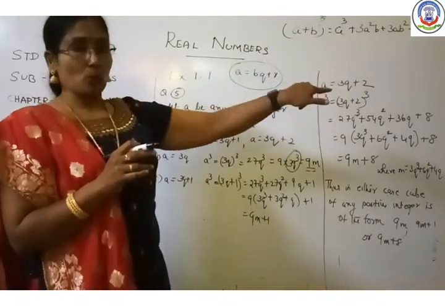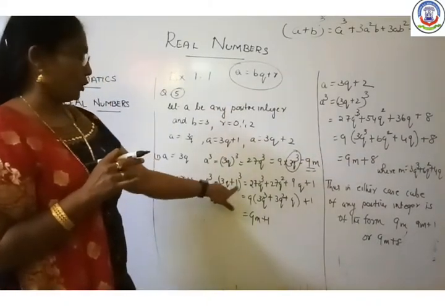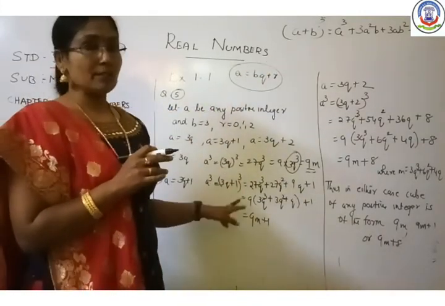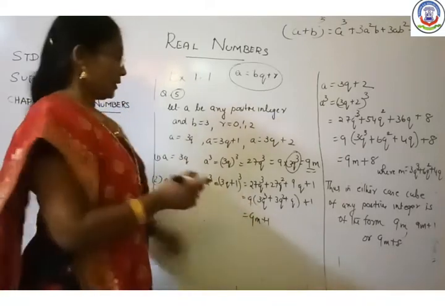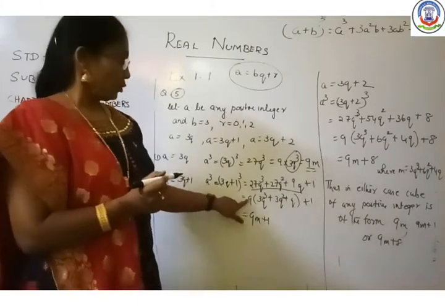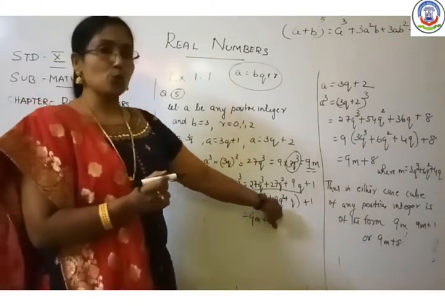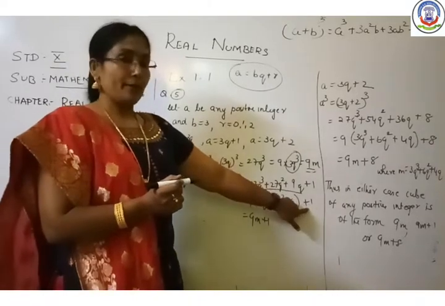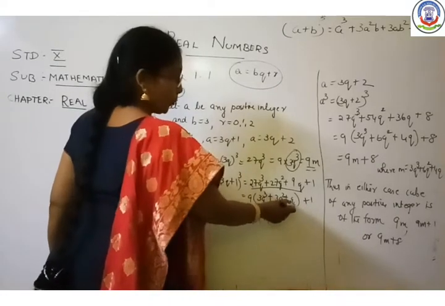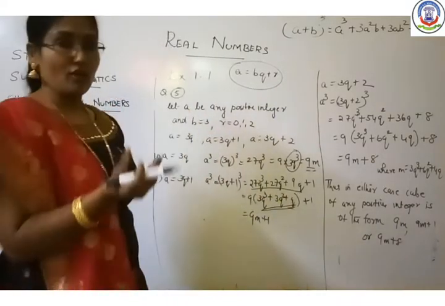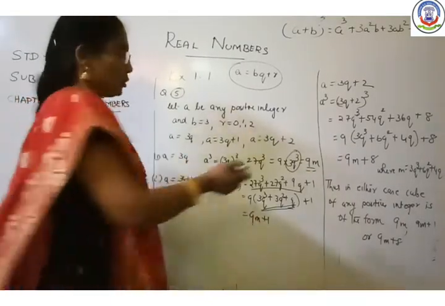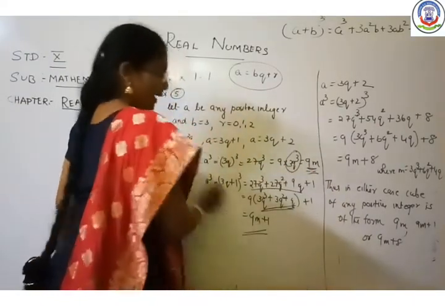Third term will be 3ab square. 3ab square means 3 into 3q into 1 square. That means it will be 9q. Plus the cube of the last term, that means the second term, 1 cube is 1. Here, out of these terms, we can take one common factor. What is the common factor? 9. So you will get 9 into 3q cube plus 3q square plus q, plus 1. So here you have got 9m plus 1, because I have supposed 3q cube plus 3q square plus q as another integer, m. So here you got 9m, and here you have got 9m plus 1.